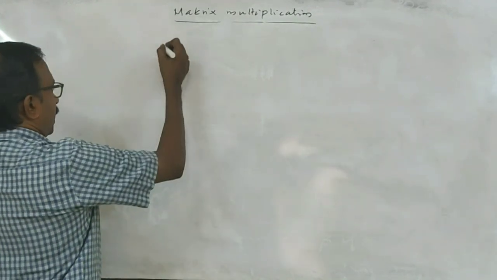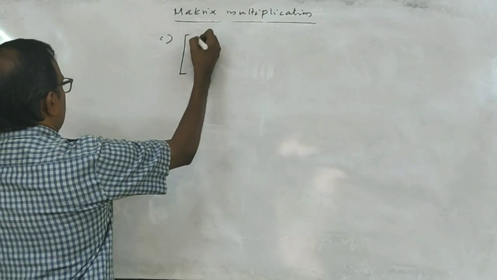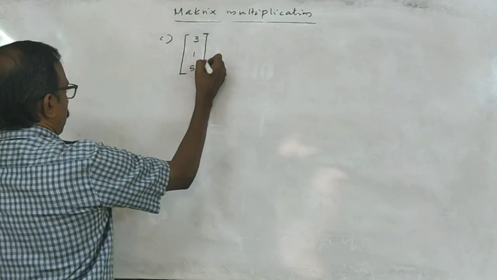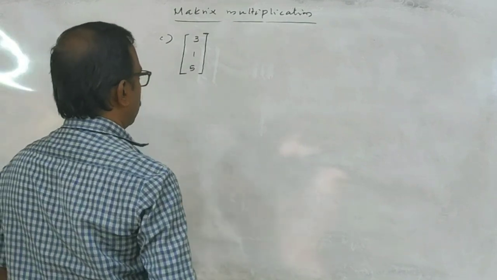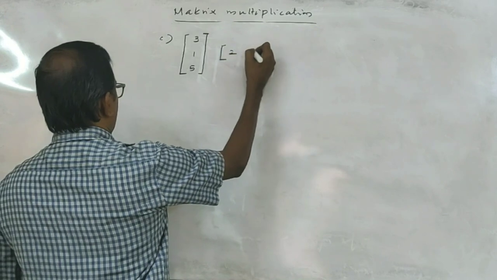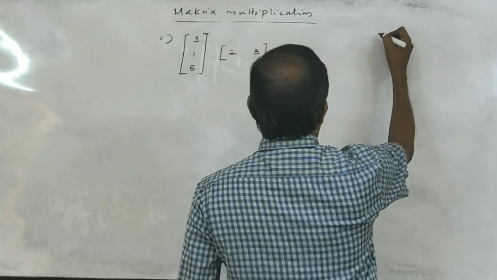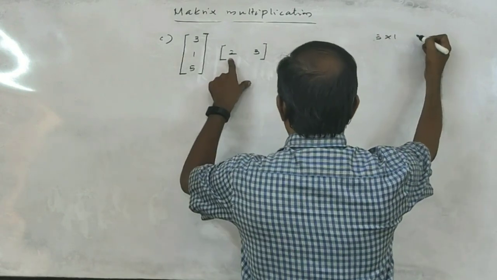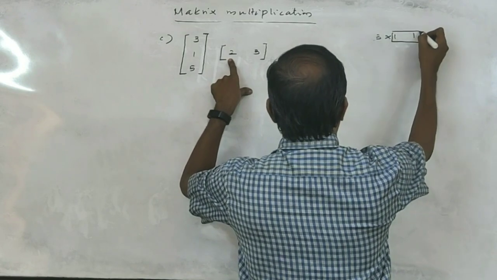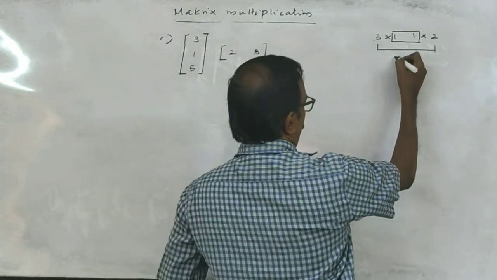Let me take another example still. The first matrix is 3, 1, 5. And the second matrix, 2, 3. Here, the first matrix is of order 3 by 1. The second matrix, 1 by 2. So product is possible. So the product matrix is of order 3 by 2.